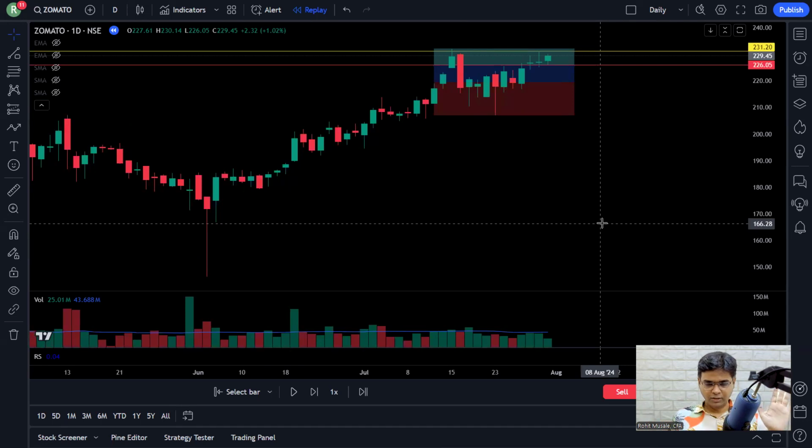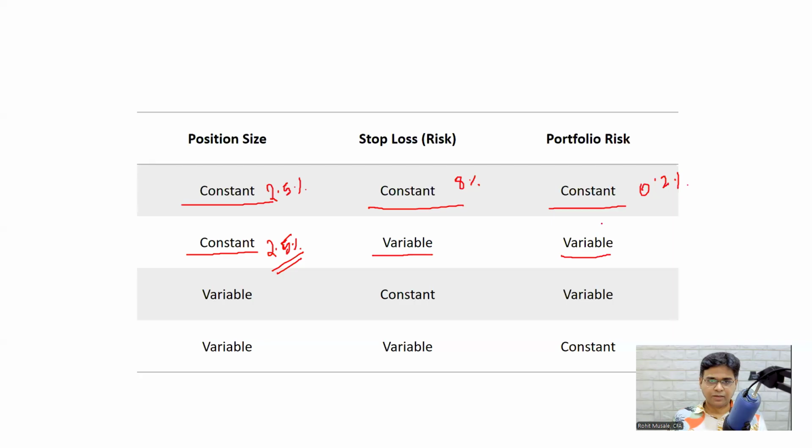Imagine in the first system, what was your worst case scenario? 40%. In this system, what is your worst case scenario? It is less than 40% because you are not keeping 8% stop loss on every stock in your watch list. 8% is the maximum that you are putting. But there are some stocks where you are keeping 2% stop loss, just like I showed you on the Zomato chart. So that reduces the average risk that you're taking per stock, that reduces the worst case scenario. Okay. That's the advantage.